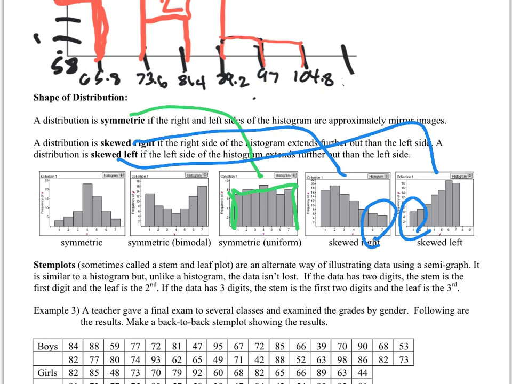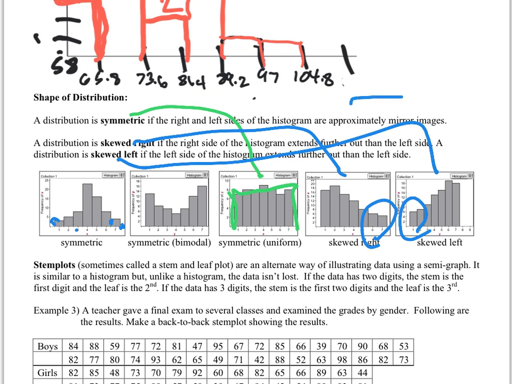Yeah, but is that tail farther out than this tail? It's not really that much farther out. This may be narrower, and that's exactly why they still call it symmetric. It's still symmetric because the tails are about the same on each side.